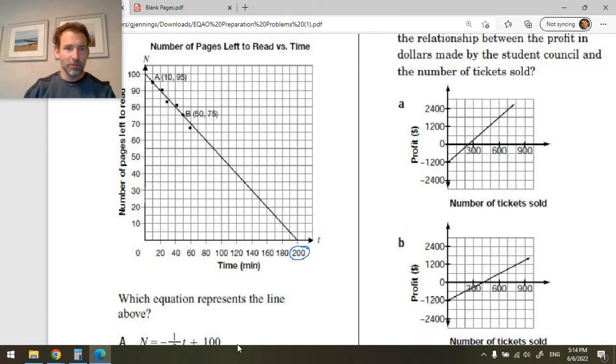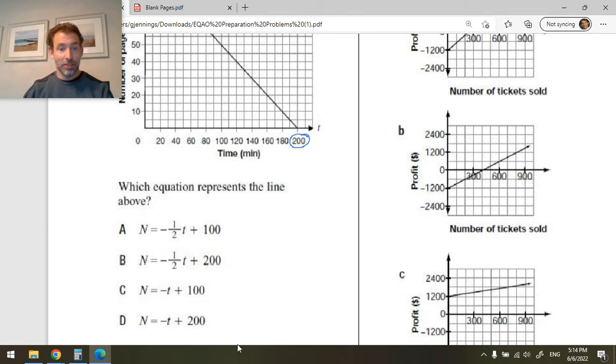Well, when she first started reading, she had 100 pages to read. And then she started reading after 10 minutes. That's right on the line. So it's really useful to use this one. After 10 minutes, she had 95 pages to read. So it seems like she reads a page every 2 minutes. So it is this one.